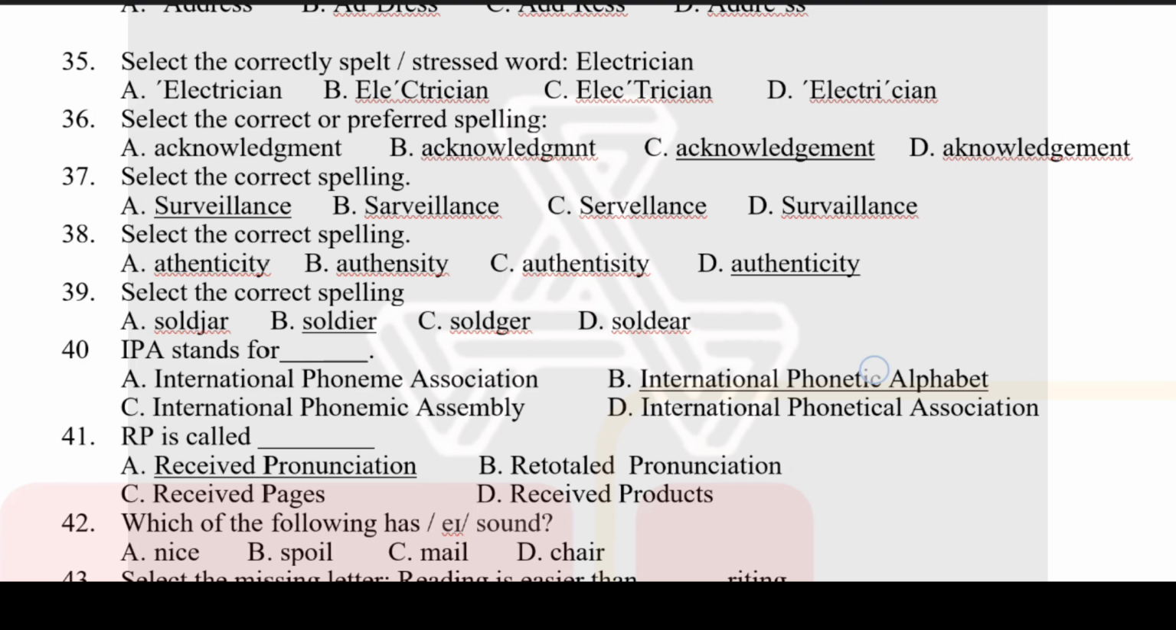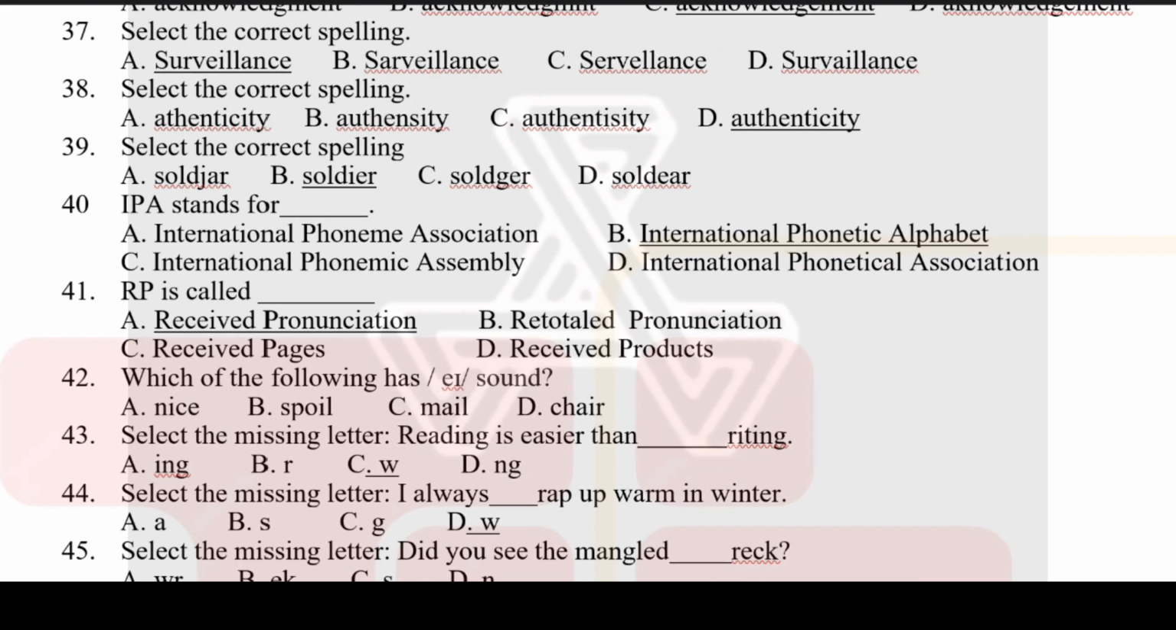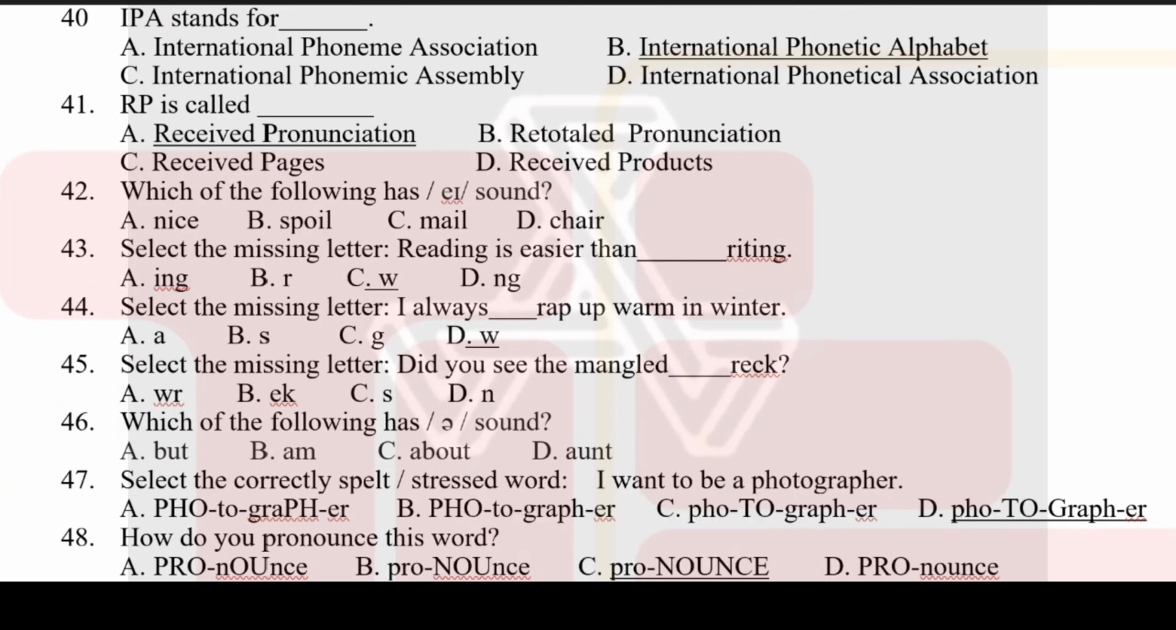Soldier. IPA stands for International Phonetic Alphabet. RP is called Received Pronunciation. Which of the following has the EI sound? It is nice.